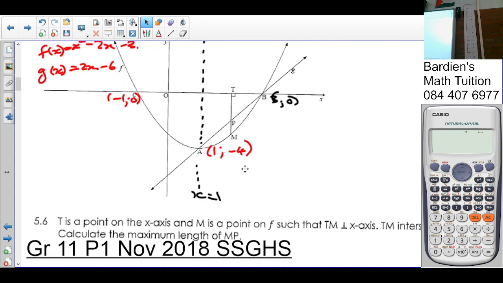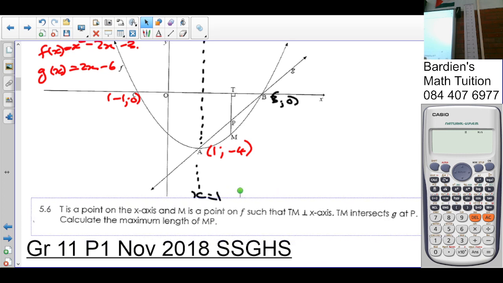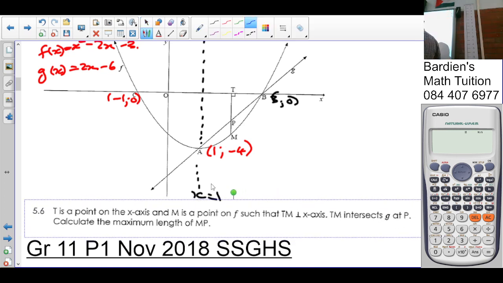It says T is the point on the x-axis and M is the point on f such that TM is perpendicular to the x-axis, as shown in the diagram there. TM intersecting g at P, calculate the maximum length of TP. So how do you calculate the length of TP? The top graph minus the bottom graph.